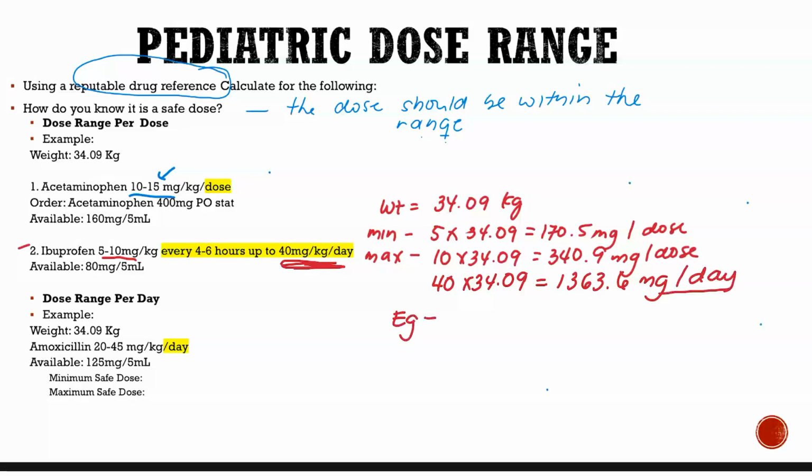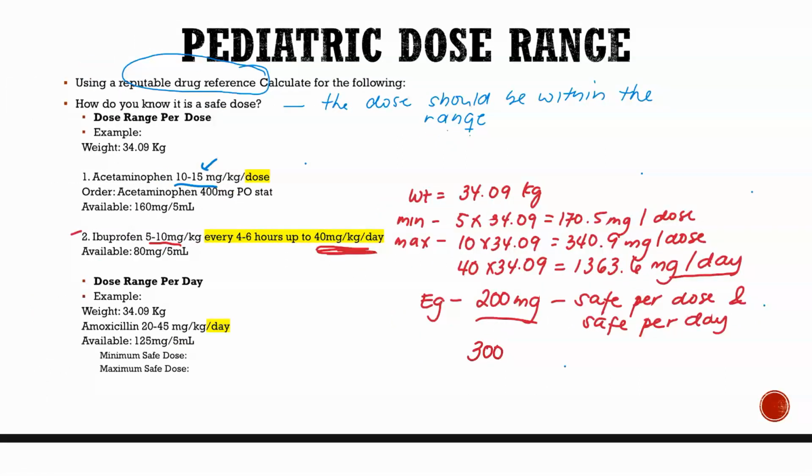So if the order is 200 milligrams, right? 200 milligrams, does it fall in between the minimum and the maximum? Also, we need to take in consideration, if we give it all throughout the day, is it safe, right? So this dose is actually safe per dose, and also it's safe per day. Next, what if they order 300 milligrams? Let's see, right? So 300 milligrams, it is not safe to give.